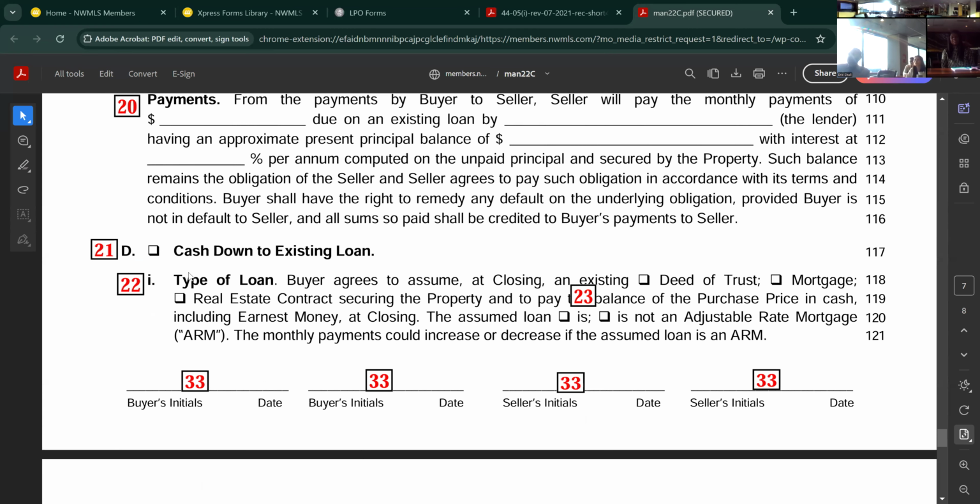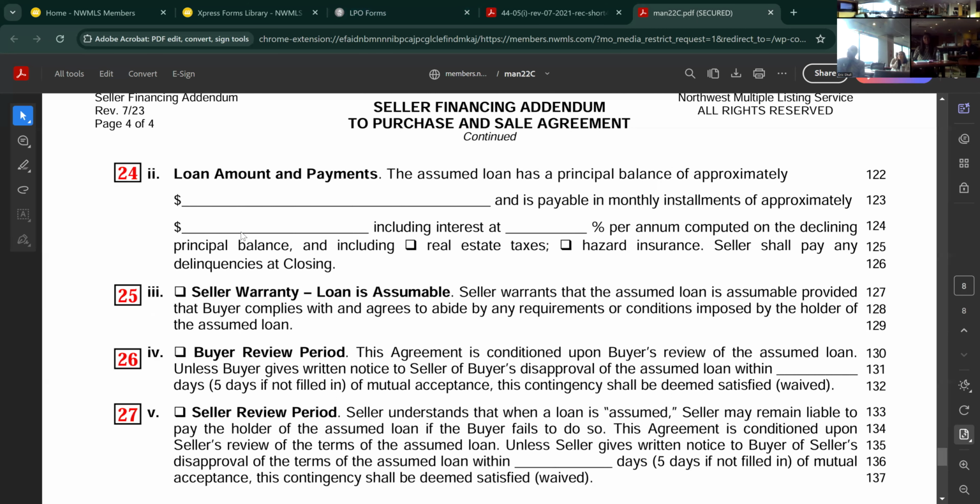Here's the type of loan. Finding out which one it is: the assumed loan is not an adjustable rate mortgage (ARM). The monthly payments could increase or decrease if the assumed loan is an ARM. Loan amount and payments: the assumed loan has a principal balance of approximately how much? And then the dollar amount, including interest at what percent per annum computed on the declining principal balance and including real estate taxes, hazard insurance. Seller shall pay any delinquencies at closing.